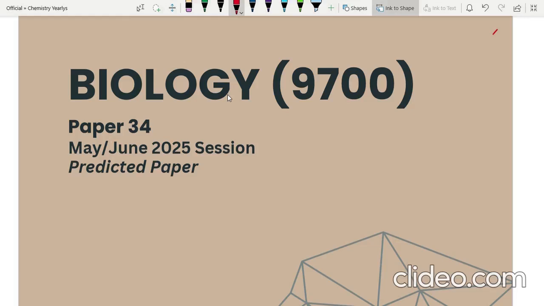This is the predicted paper that was published on the site of the CrackAlevel. Some of you were requesting me to solve it as soon as possible. So here I am, but this worksheet only contains the question ones that are related to the dilutions. If you want question 2, I have already published a video on what I expect to come in the paper, and it also has a question 2, so go watch that video if you haven't till now. So now let's begin.